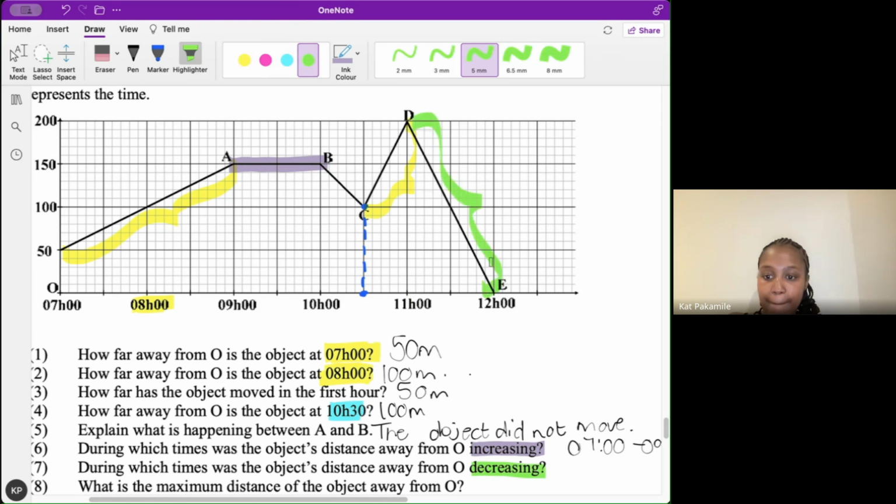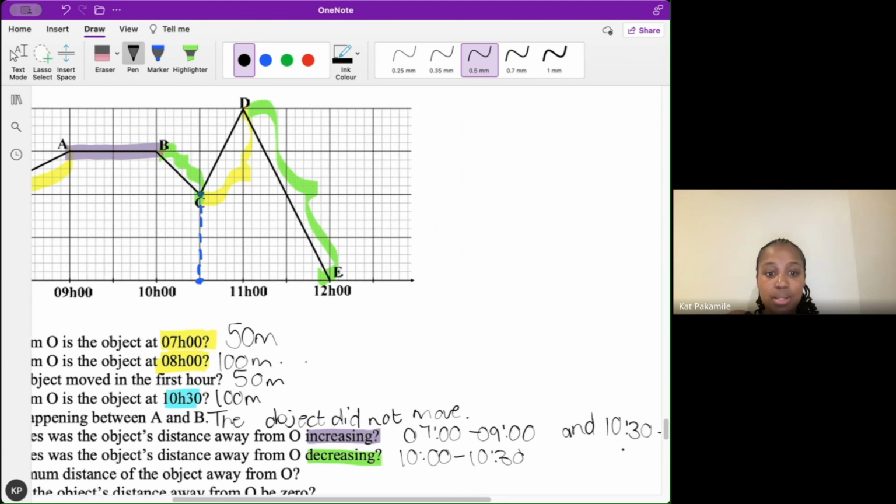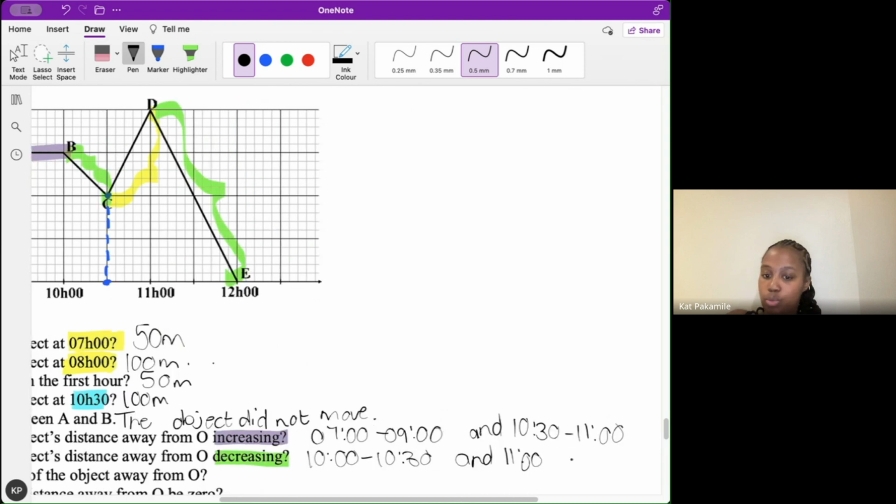And 10 to 10:30. Who wrote that? Sinyani. There. So 10 to 10:30, the distance was decreasing. And as well at 11 to 12. Just pretend my 0 looks fine.